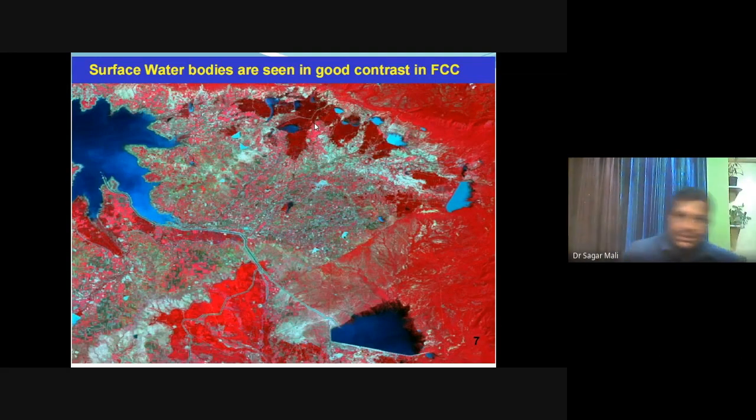This is the portion you can see. This is the image of the area where we can see the water sources: the dam, the river channel, and the reservoir.